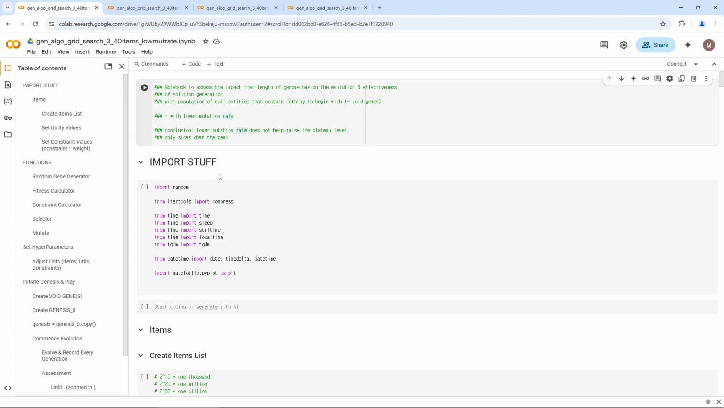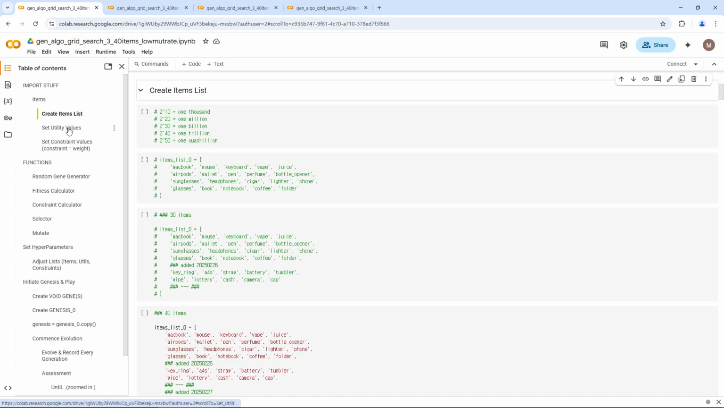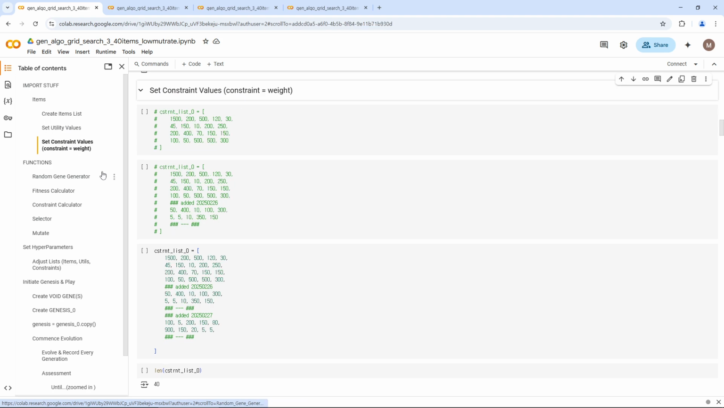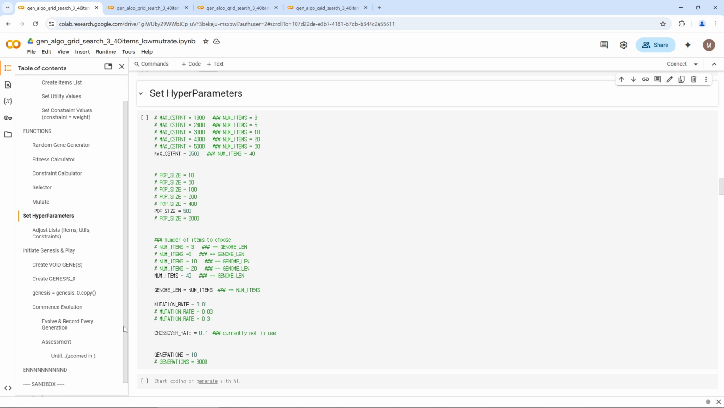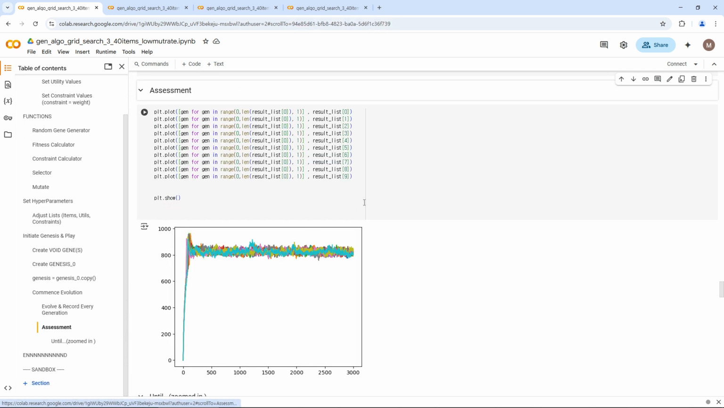First, low mutation rate. So here everything is the same. The items are the same. We still have the 40 items, 40 utility values, and 40 constraint values. However, in this notebook, the mutation rate has been set to 0.01. So they're going to mutate at a slower level, and this is what happened. We still see the peak, and then we still see the plateau, and the dip is about the same size.